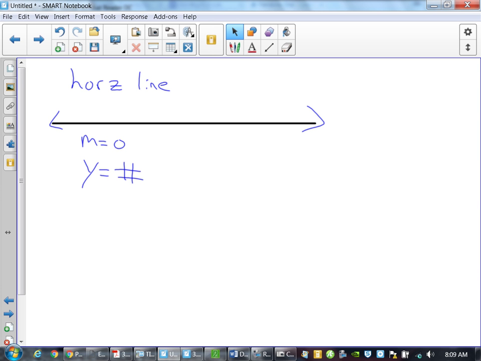Okay? Always. So if this was going through an ordered pair point at, let's say, 4 and 7, in that ordered pair, which one is the y coordinate? The 7. So what would the equation of that line be? Y equals 7. So this example would be y equals 7. That's what that would look like.